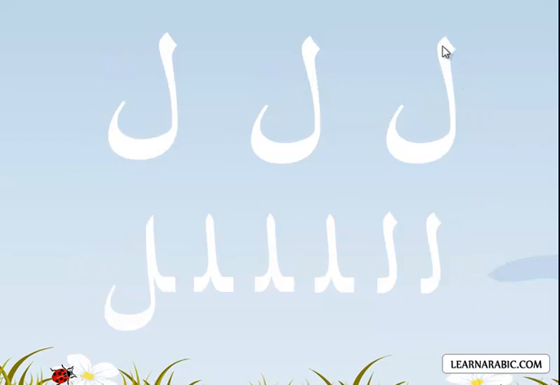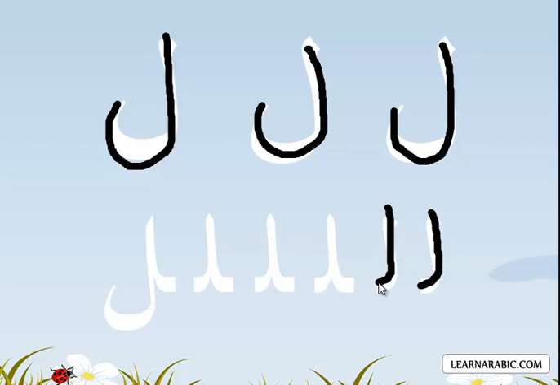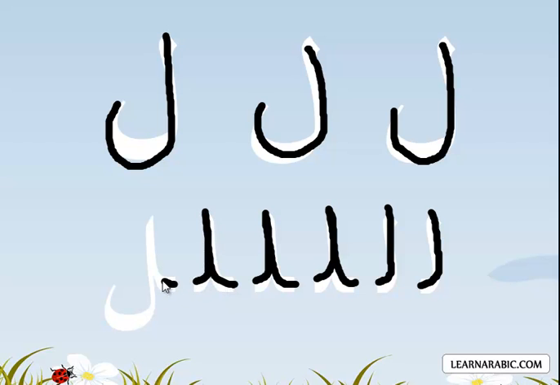Next we have the letter lam, and so this is a vertical stroke followed by a semicircle like that. At the beginning, again a simple vertical stroke. In the middle, this is the same, and at the end it appears like that, retaining its original shape.